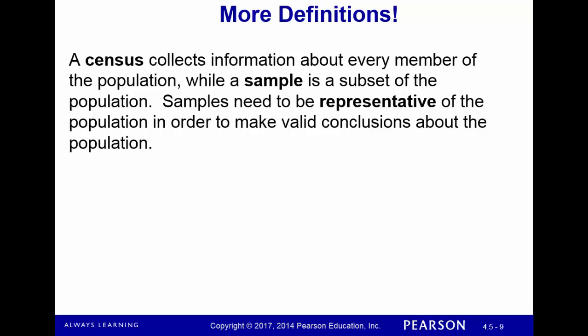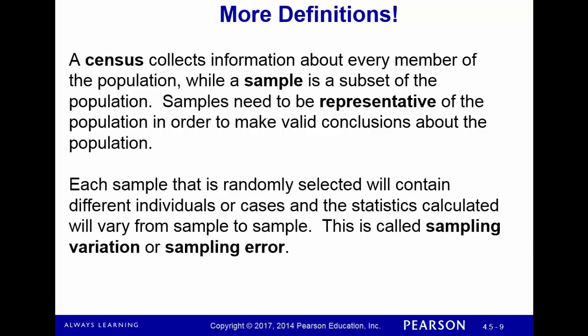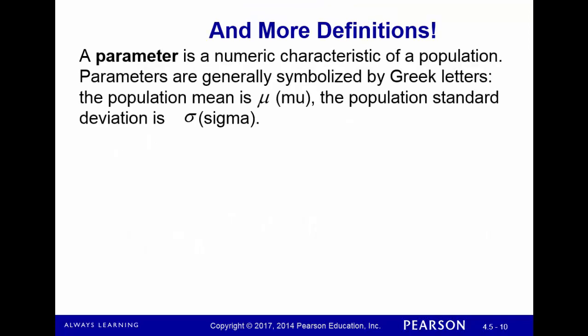When we take a sample, we need it to be representative of the population so we can use the sample to make some valid conclusions or inferences about the population. Each sample that is randomly selected will contain different individuals or cases, and the statistics calculated will vary from sample to sample, and this is called sampling variation or sampling error. It doesn't mean it's a mistake, it simply means from sample to sample, the statistician expects there will be variation. We won't get the exact same calculation for the mean from different samples from the same population. A parameter is a numerical characteristic of a population.